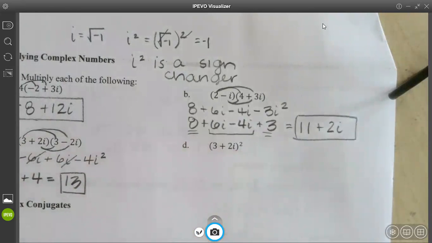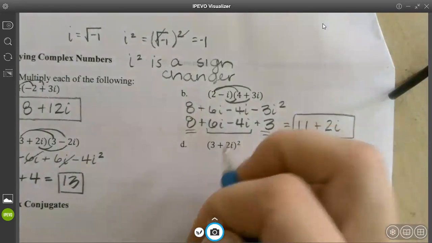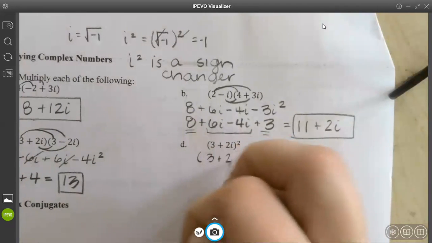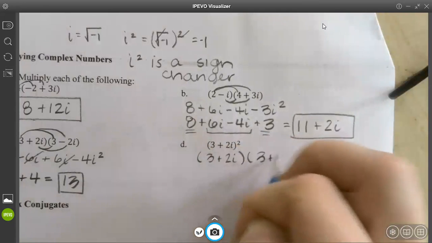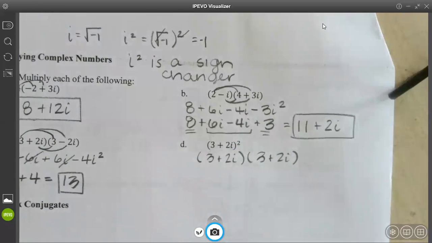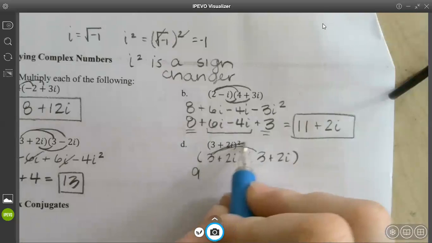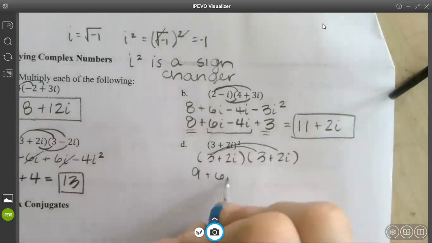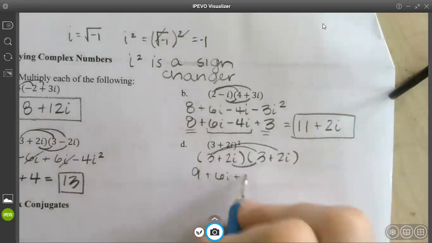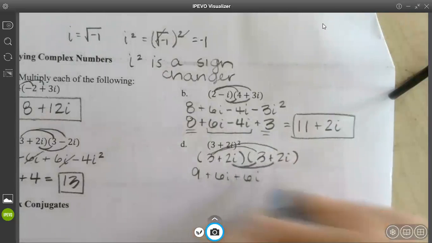What does square mean? Multiply by itself. We're gonna do the same thing we did in the last 3. Distribute 3 times 3. 3 times 2i. 2i times 3. 2i times 2i.